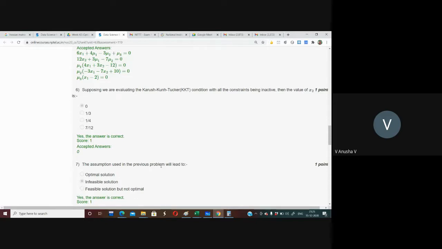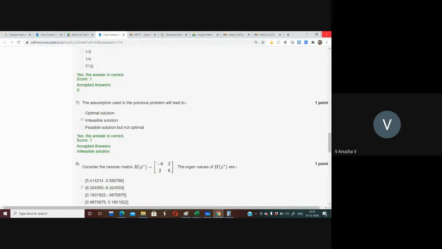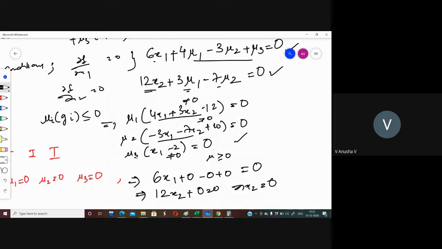So the assumption used in the previous problem will lead us to the infeasible solution. It will lead us to the infeasible solution, because when these three conditions are not met, we are getting a solution 0 and 0. We need to find a solution in such a way that mu1 of gy should be less than or equal to 0. It should satisfy the less than condition also, not only the equal to condition, but it's not getting satisfied. So there will be no solution at all.